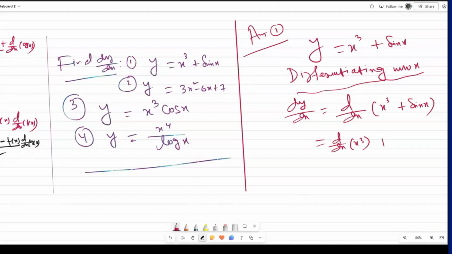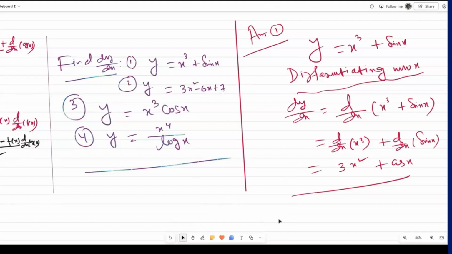So this is nothing but d/dx of x cube plus d/dx of sin x. This part is 3x square. You know, by the formula, d/dx of x to the power n is n x to the power n minus 1. So its derivative is 3x to the power 3 minus 1, 3x square, plus cos x. Clear? Let us do it for number 2.